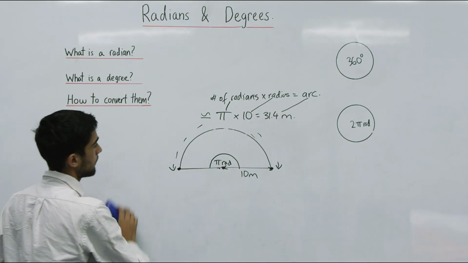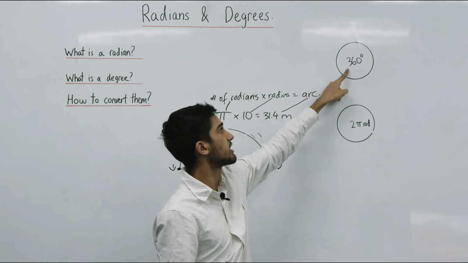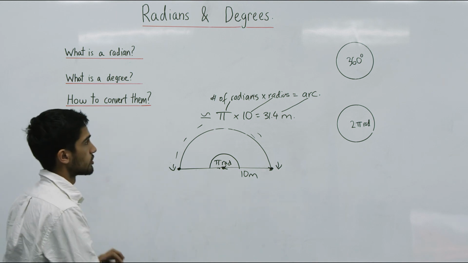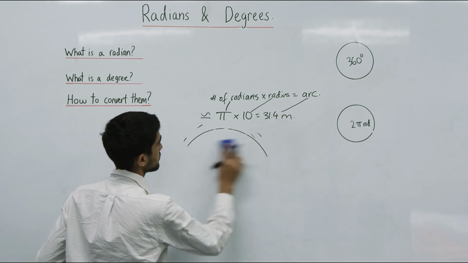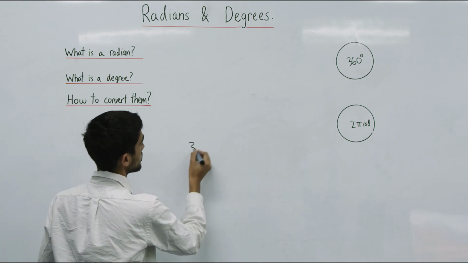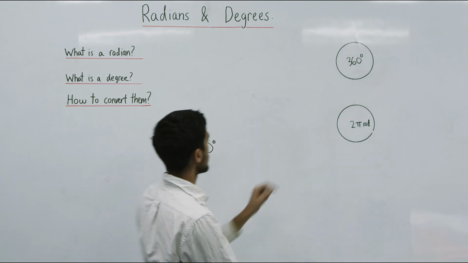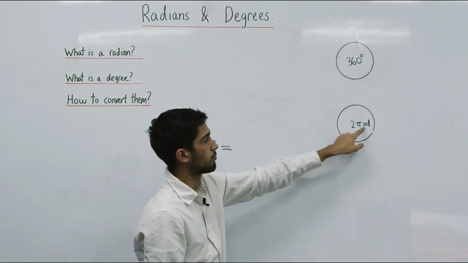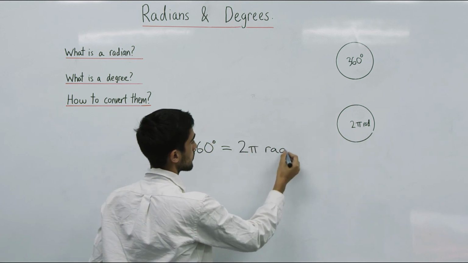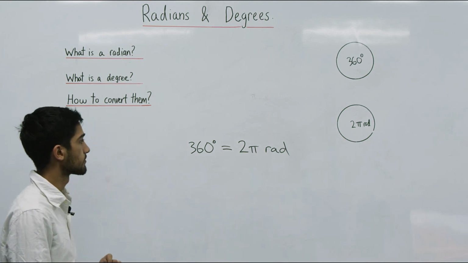All right, so we also know, like I've illustrated before, there are 360 degrees in any one circle, and there are 2 pi radians in any one circle. So it's fair enough to say, and it's true to say, that 360 degrees, a full revolution around a circle, is equal to 2 pi radians. So we get this equation here: 360 degrees is equal to 2 pi radians.